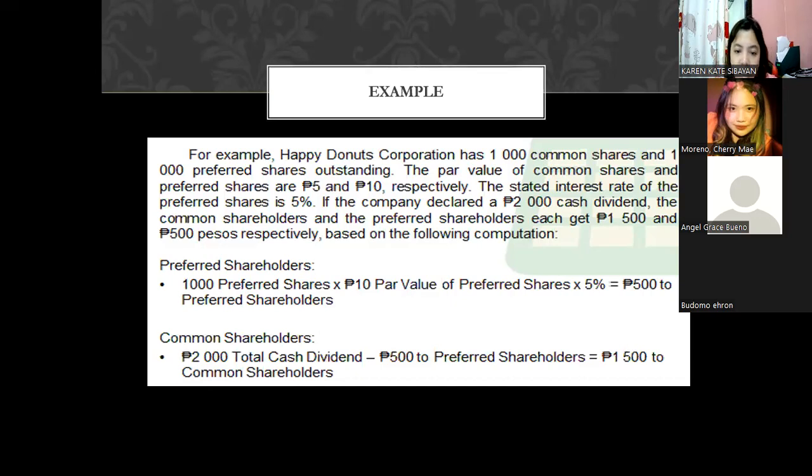pesos respectively. Based on the following computation, sa preferred shareholders, 1,000 times 10 par value preferred shares times 5% equals 500 ang matatanggap ng preferred shareholders. But if you are common shareholders, 2,000 total cash dividend minus 500 to preferred shareholders equals 1,500 ang matatanggap nila. So, dyan pa lang malilito na kayo.